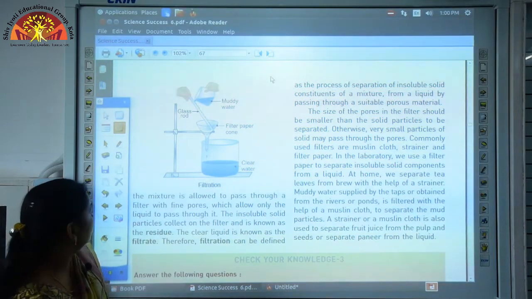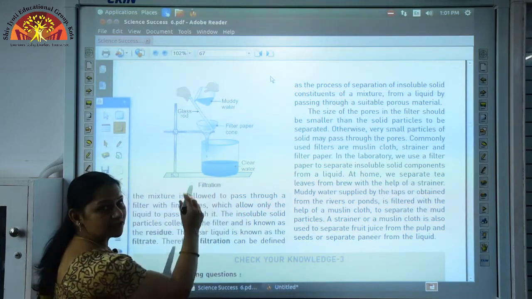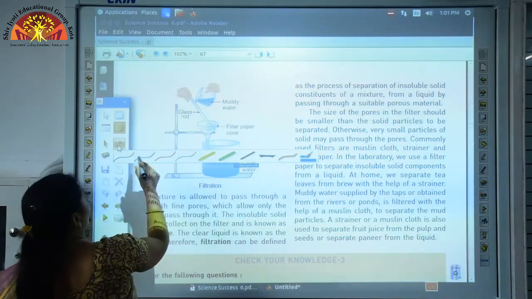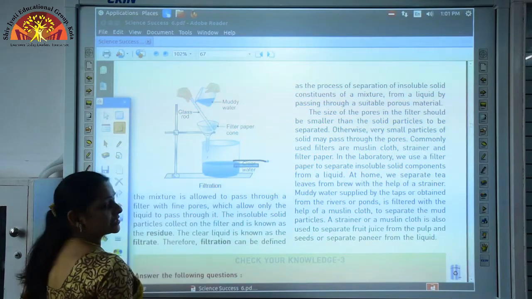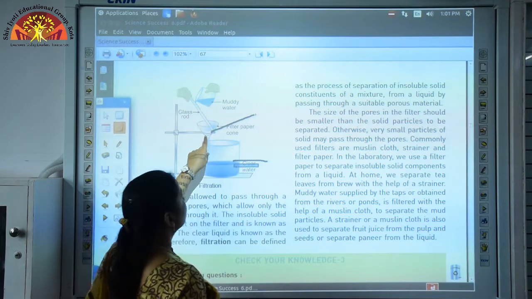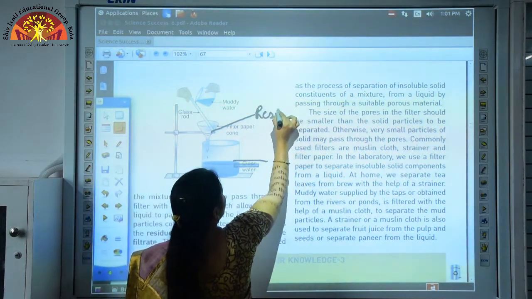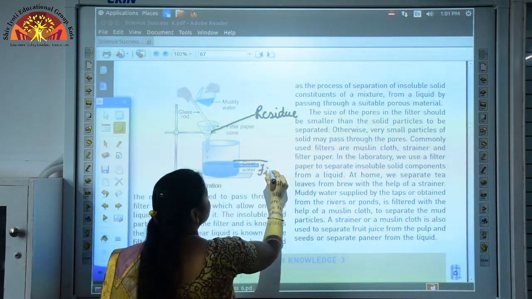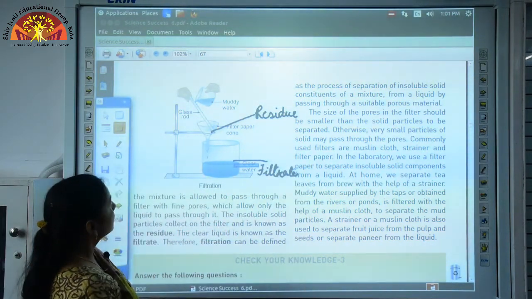Here you can see the clear liquid which is obtained after filtration is called filtrate. This clear liquid is known as filtrate, and the particles which are left behind on the filter paper are called residue, and this clear water is called filtrate. So, this was about filtration.